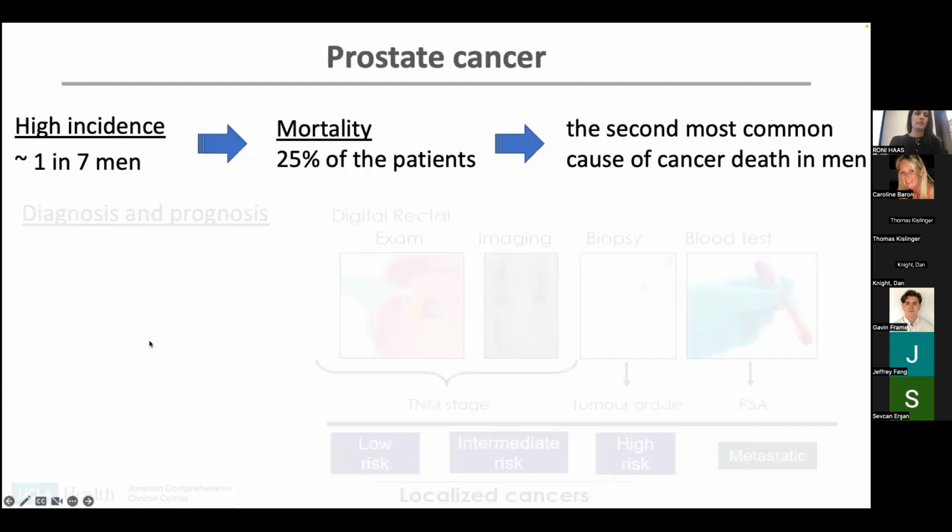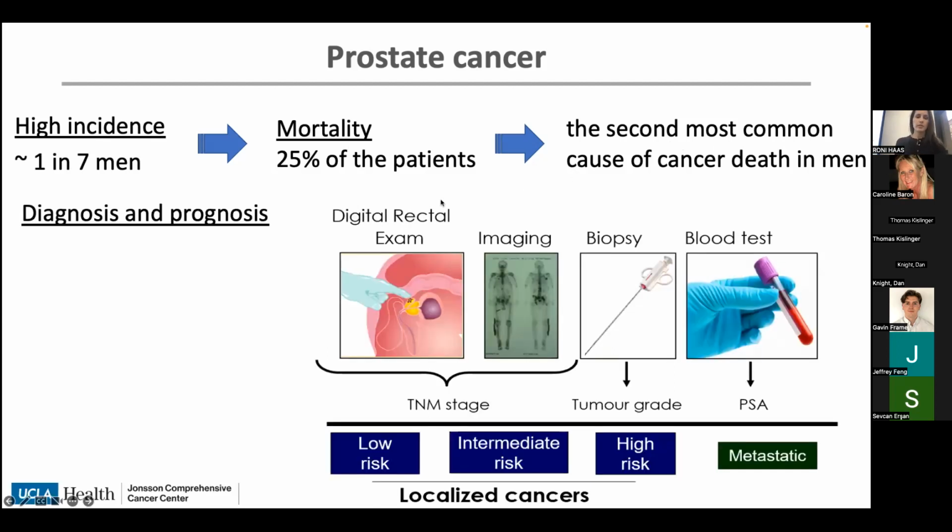Let's start with some background about prostate cancer. First, it is a very common cancer type. 1 in 7 men will be diagnosed with prostate cancer. The mortality rate is around 25%, which is not very high compared to other cancer types. But the fact that prostate cancer is so common makes it the second most common cause of cancer death in men. And in prostate cancer, as also true for other cancer types, early detection is very critical to help improve patient outcome.